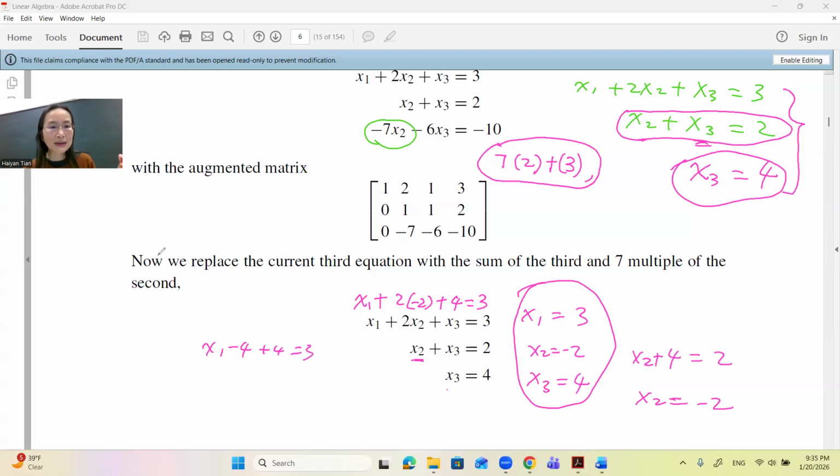So actually that's just one unique value for each variable. As we see, through the backward substitution method, we got a unique solution, which is 3, -2, 4.